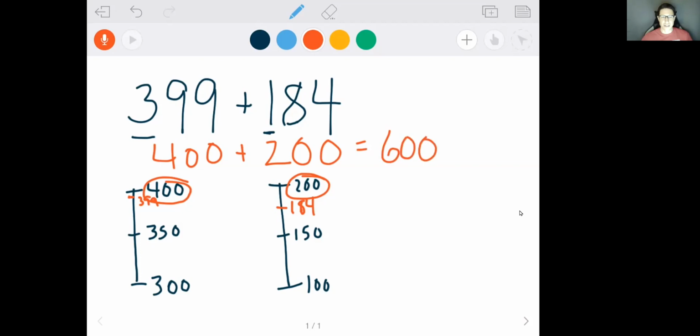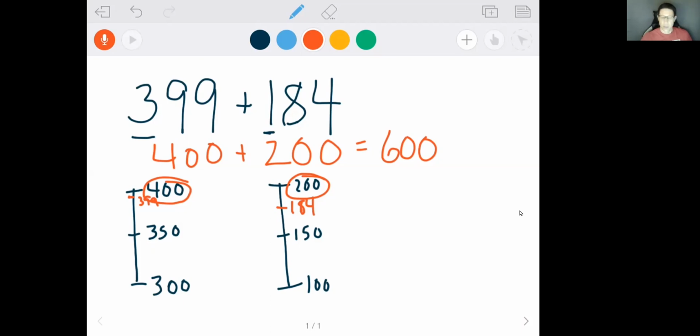So rounding is used just to get a close answer. It's when you don't need the exact answer. This helps you with mental math to know if you're getting close to the right answer. Lots of good reasons to be able to round quickly. And so just remember that vertical number line strategy. If you don't really remember about rounding to the hundreds, that could be a really big help there.